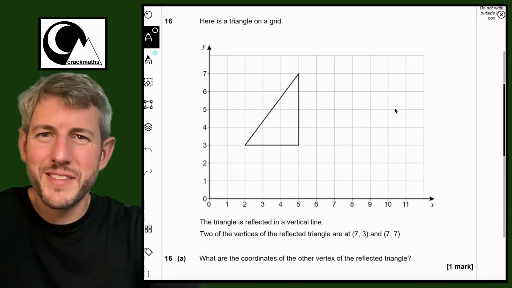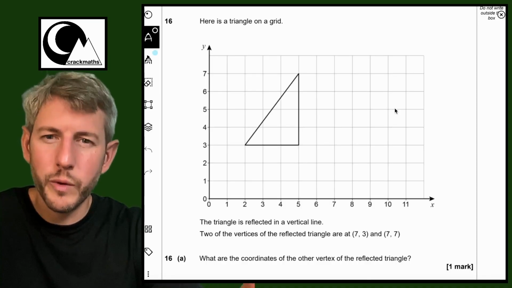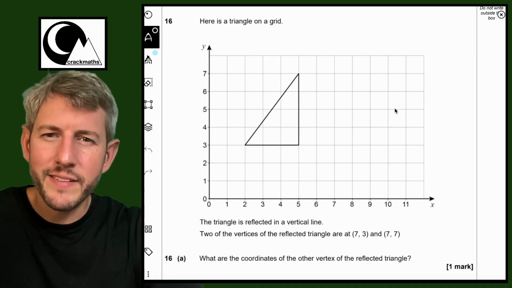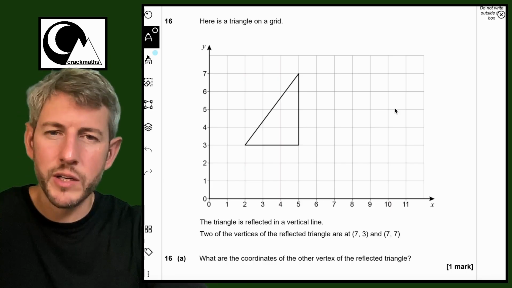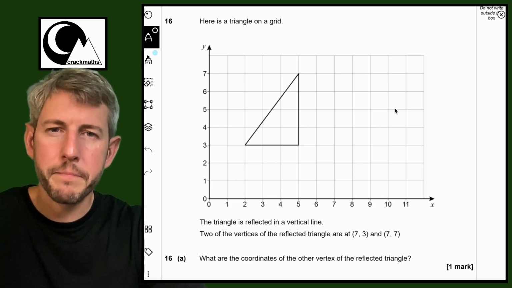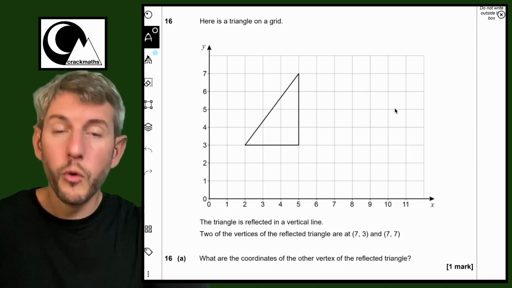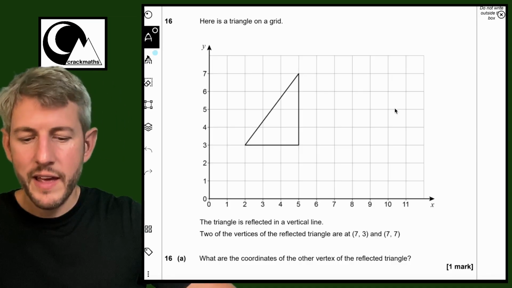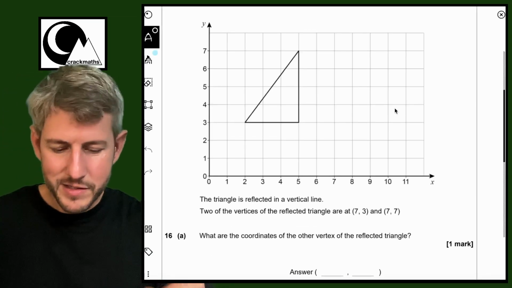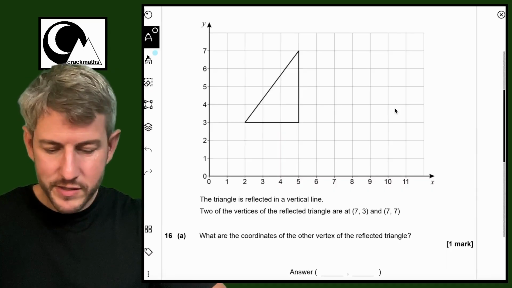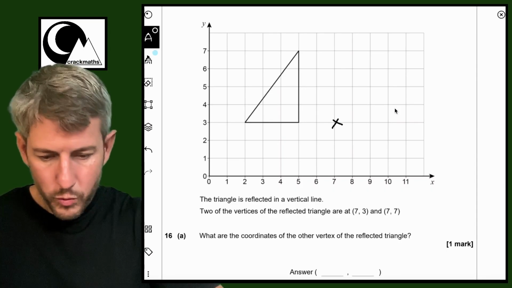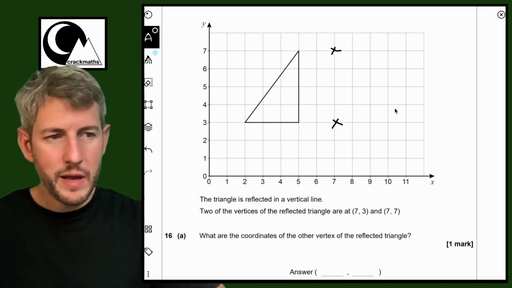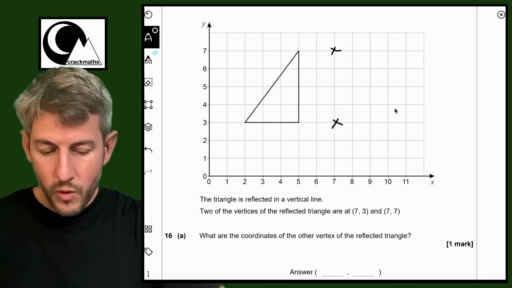So here we go. Question 16 says, here is a triangle on a grid. The triangle is reflected in a vertical line. Two of the vertices of the reflected triangle are 7, 3 and 7, 7. What are the coordinates of the other vertex in the reflected triangle? So let's plot these points first. So 7, 3 is going to be here and 7, 7 will be up here.